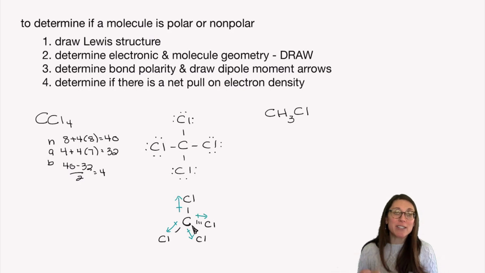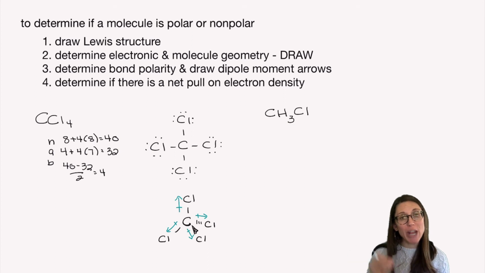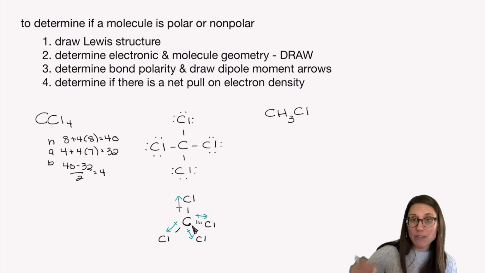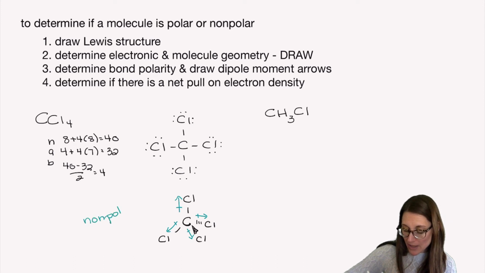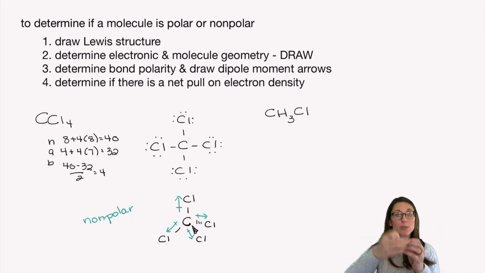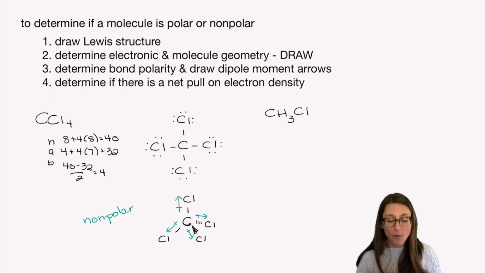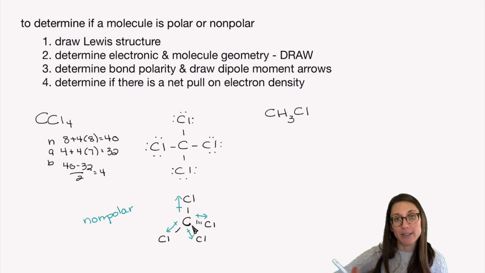Now, last step, is there a net overall pull? No. In a shape that is symmetrical, those pulls will cancel. Even though I have polar bonds, this is a nonpolar molecule because the symmetry means that all of the poles will cancel out in all directions. So if you have a truly symmetrical shape, you're going to end up with a nonpolar molecule, even if you have polar bonds.